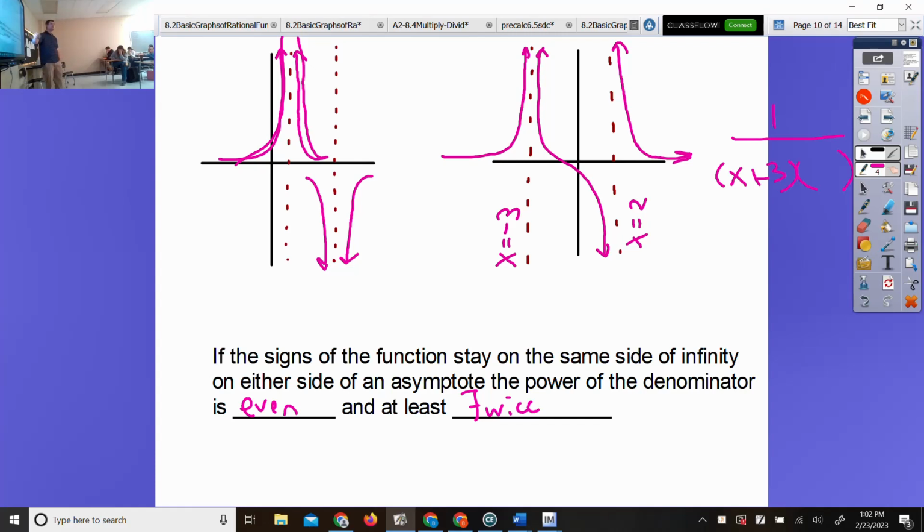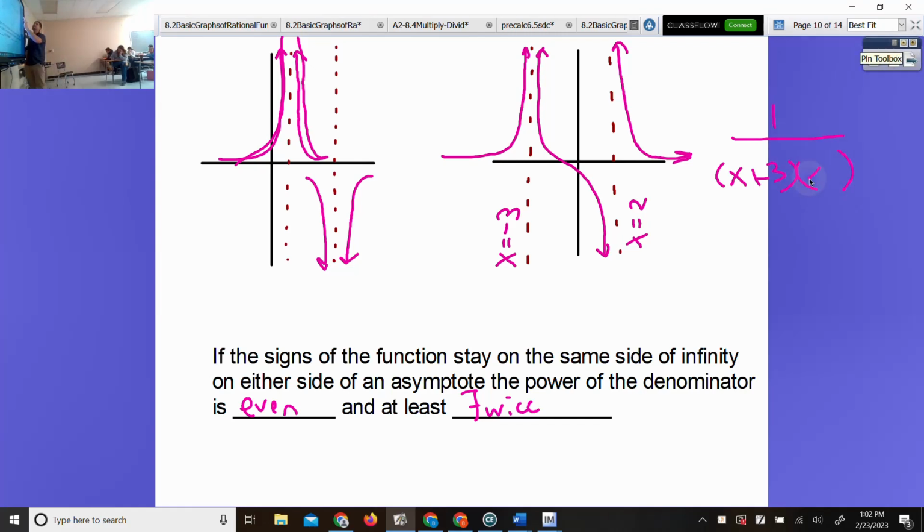If x is 2, what's the factor that makes it? X minus 2. It's going to be x minus. Always change sign in the parentheses. Because if x was 2, you'd be dividing by 0, and bam, an asymptote. You guys just forgot yesterday when you looked at your notes. It's all on you, not me.